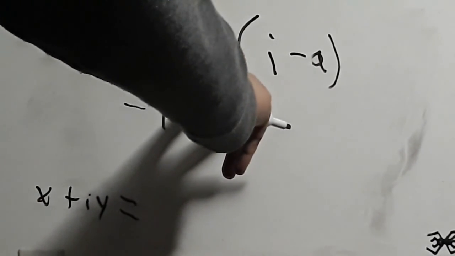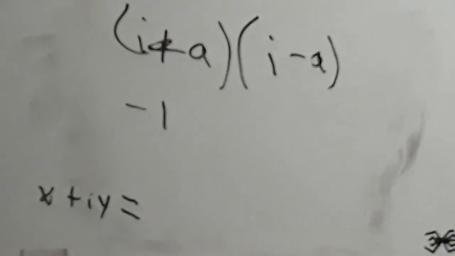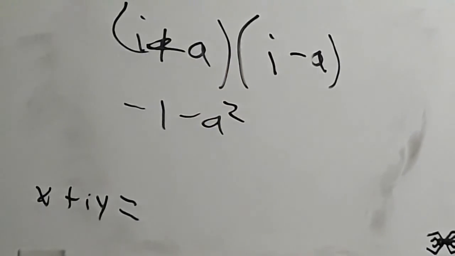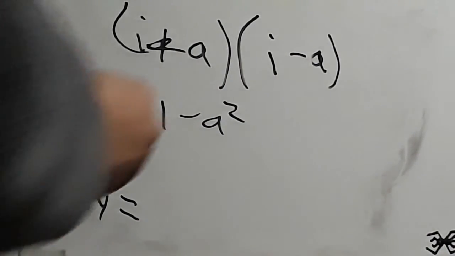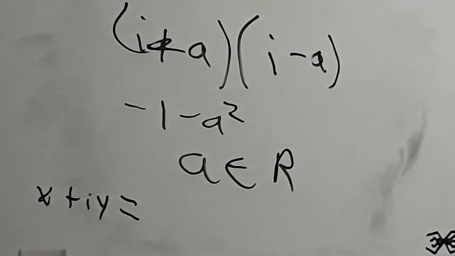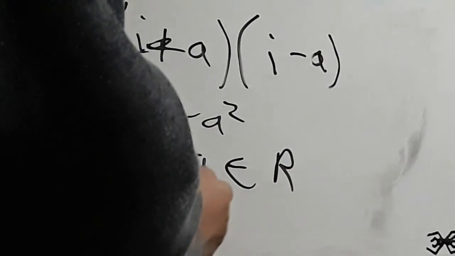And you know that the multiplication between these two will always cancel in a conjugate. So now we have -1 minus A squared. We defined A to be an element of all real numbers. I gotta stop erasing the good parts. So now let's put it into the format.